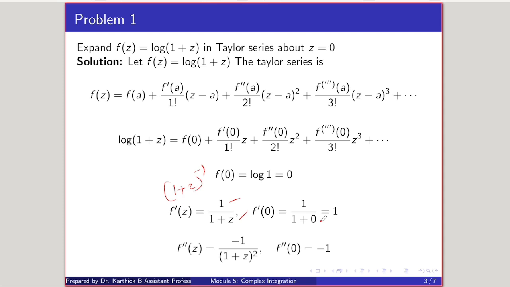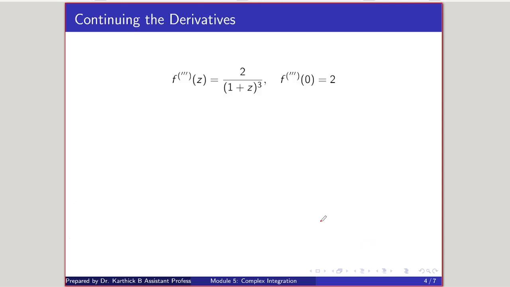If you find any difficulty, let us take the function 1 plus z whole power minus 1. If I want to find the derivative of this, it will be minus 1 into 1 plus z whole power minus 2. So if I substitute z equal to 0, I will get minus 1. Similarly, f triple dash of 0 will be 2. And for the fourth derivative, that means you have to find the derivative four times from f of z, if I substitute z equal to 0, then I will get minus 6.